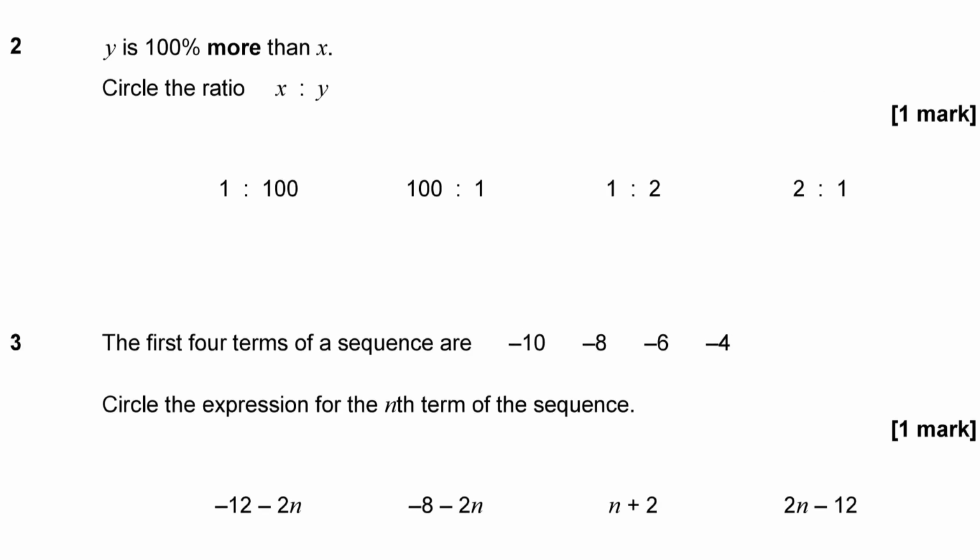Question 2, y is 100% more than x. Circle the ratio x to y. Okay, so we always start off with 100%. So x to y, if x is 100, then y is going to be 100 more than that. So y is going to be 200. And that is the same as 1 to 2. So the correct ratio is that one.